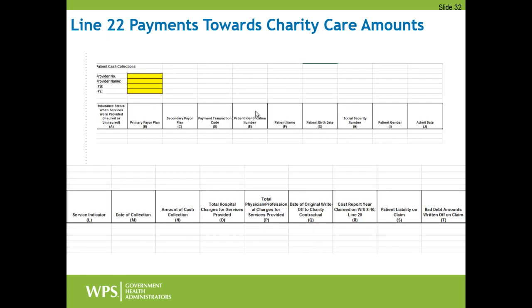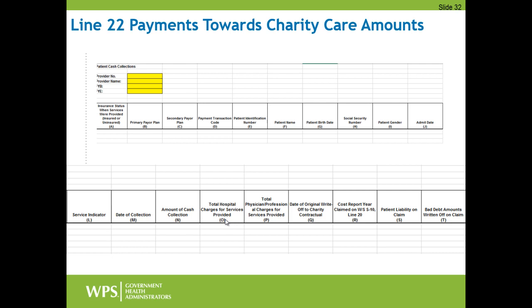So now there's a separate tab of the charity care template that has payments. It deals with the payments themselves. There are a lot of similar columns. Insurance status, the payers, all the information. This first row is all the same information from the charity care. Service indicator, and then date of collection. When was this collected? What's the amount of cash collections?